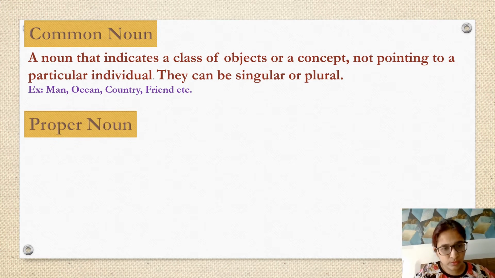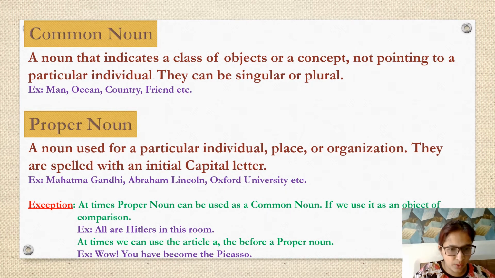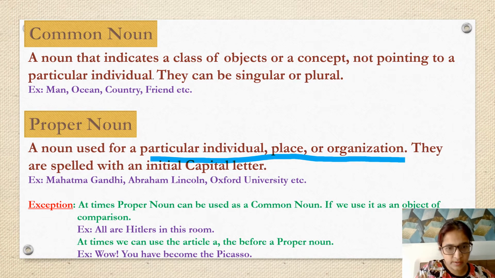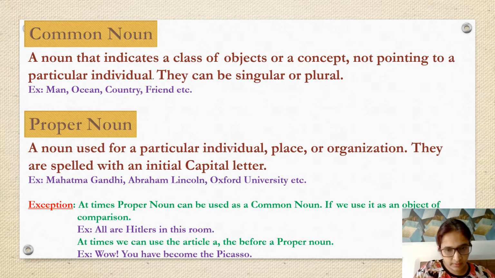Now let's go to proper noun. What is a proper noun? A noun used for a particular individual, place, or organization. They are spelled with a capital letter. This is a very important point, that when you use a proper noun, you write it starting with a capital letter. For example, names like Mahatma Gandhi, Abraham Lincoln, Oxford University, if you notice, are all starting with capital letters, which is very important.